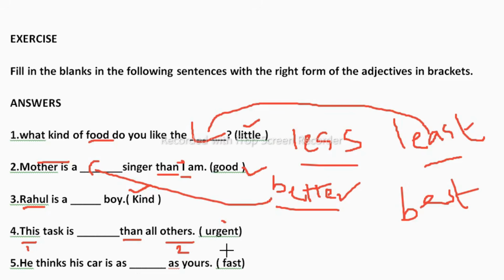Generally we make comparative and superlative degree by adding er and est. Comparative degree we write er, and est we write in superlative degree. But some words have two syllables or more than two syllables. To those words we add more and most. So here we have to write more urgent, because we cannot say urgenter or urgentest. So here we need to write more urgent, because we are comparing two things, that's why we are writing more urgent. So we are comparing two things, that's why we are writing more. If more than two things were there, we can write most urgent. So I hope you are understanding this.